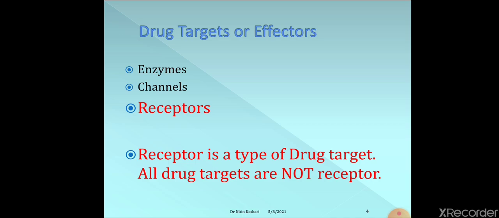They can bind to channels also. For example, the calcium channel blocker drug, verapamil. Verapamil is a drug which blocks the calcium channel, the L type voltage sensitive calcium channel. When verapamil binds to the calcium channel, calcium can't enter inside the cell.